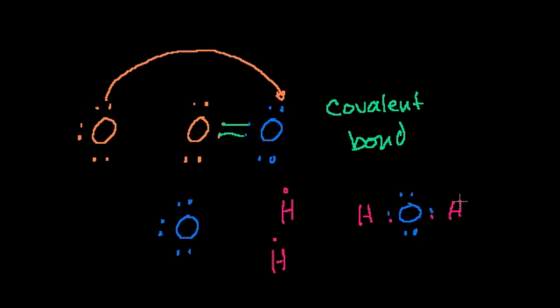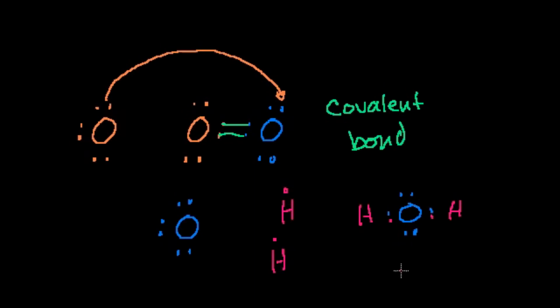This guy can pretend like he has his first shell filled because you can only put 2 there. That's where the octet rule breaks down in the first shell. And now oxygen can pretend like he's got 8 electrons in his valence shell, and everyone's happy. So this is also a covalent bond.